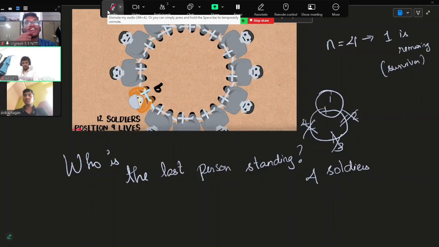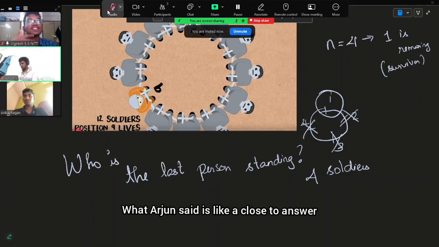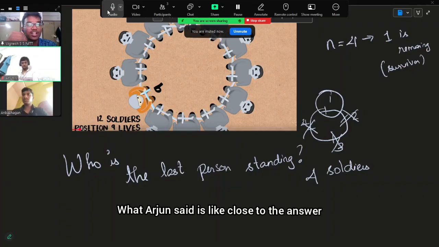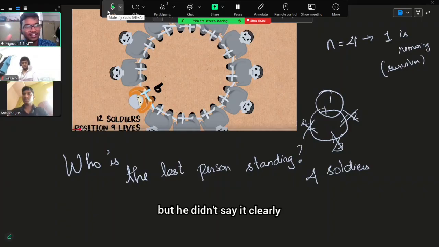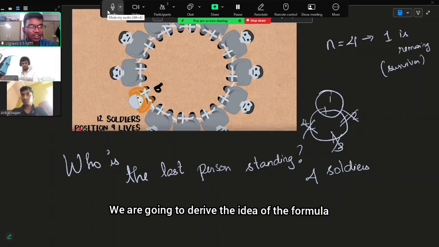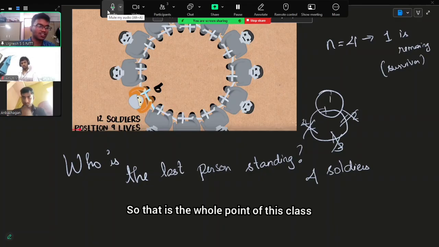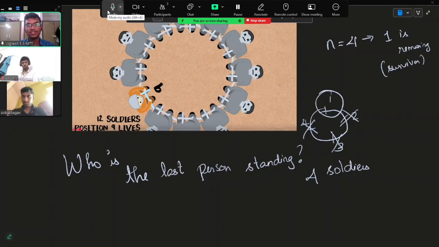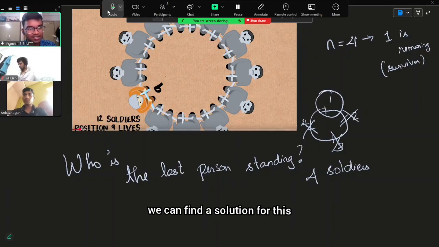Okay. But what Arjun said is close to the answer, but he didn't say it clearly. What we need is we are going to derive the logic. We are going to derive the idea or the formula. So that is the whole point of this class. Both of you don't know the solution, so I want you to find out a solution for this.